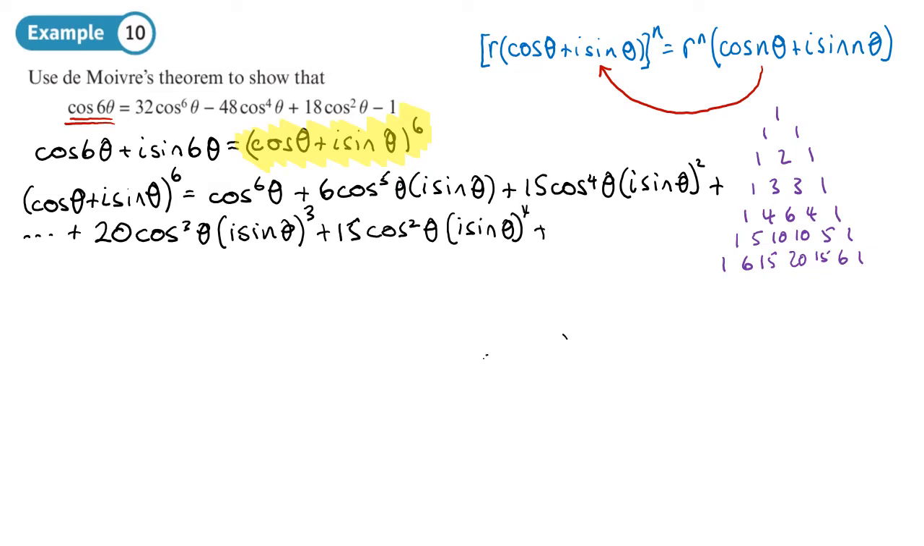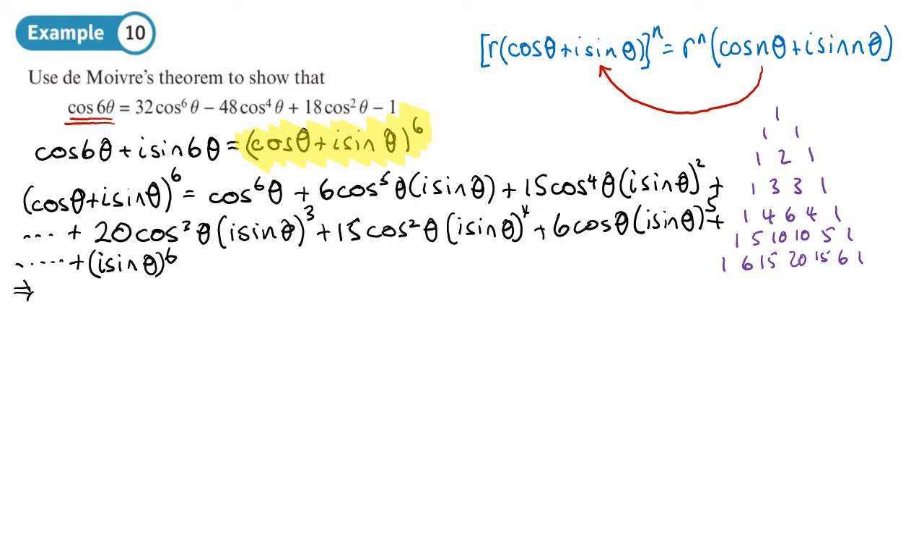Then the next term will have a coefficient of 6. Let's try and get 6 done properly. So 6. Still not tidy enough. Let's try that again. So 6, and that will be cos theta, and then (i sin theta) to the power 5, and then the last term is going to be (i sin theta) all to the power 6. Okay, so the next step now is we want to simplify all of this.